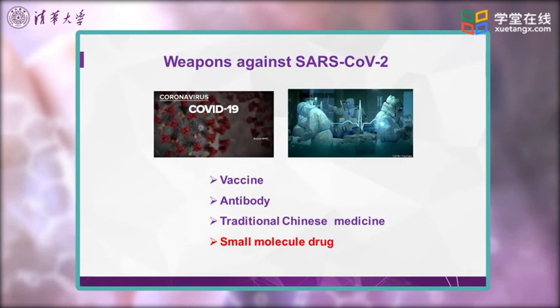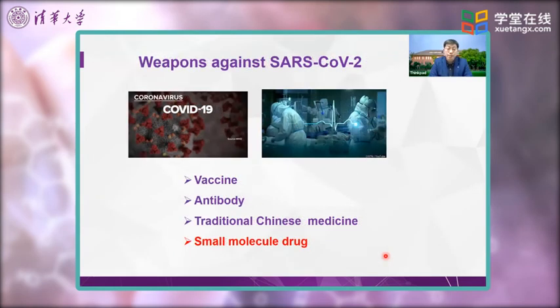The second choice is using antibody. The antibody is a very powerful neutralizing agent. Usually we can find antibody in the body of cured patients. The third choice will be traditional Chinese medicine, which has been proved highly successful in China. And then the fourth choice is small molecule drugs. Actually, small molecule-based drugs are the main available weapon for doctors to fight against the coronavirus.